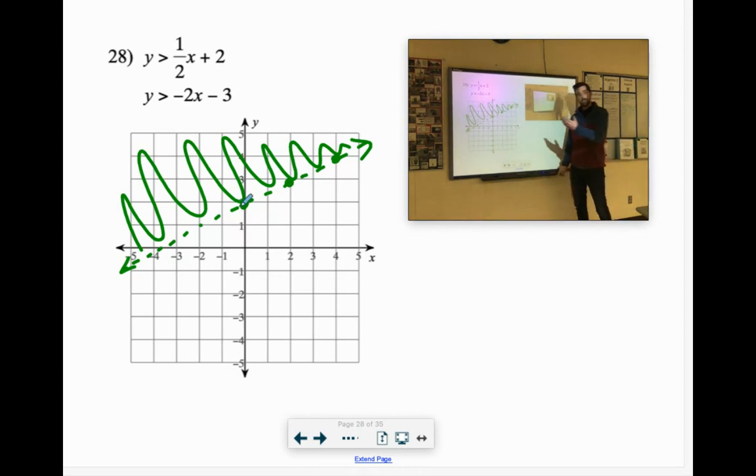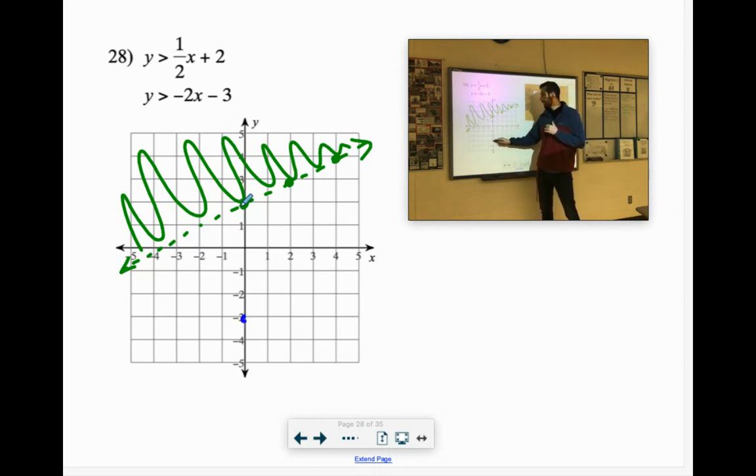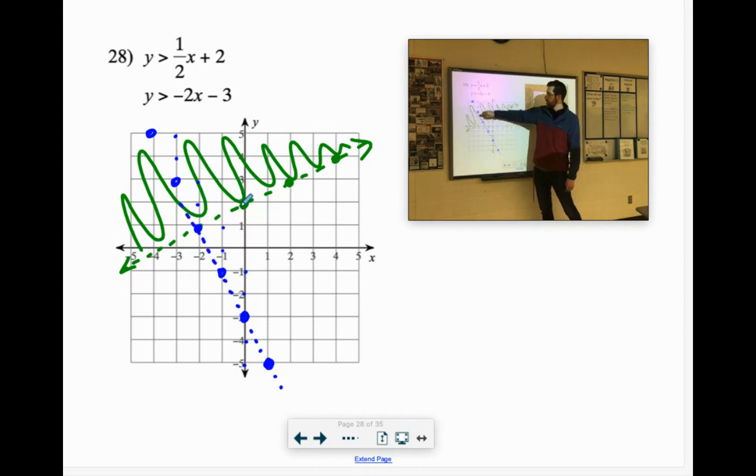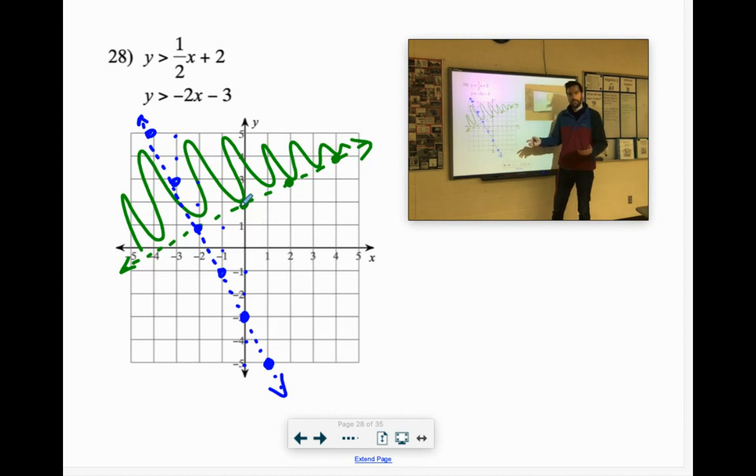Second line is again greater than, so we know dashed line or dotted and shaded above as well. Negative 2x minus 3, you start at negative 3, go down 2 over 1. If you want, you can go up to left 1. Remember, you're not just listing one coordinate for these dotted lines, because there are infinite coordinates that work for both of these inequalities. And that's what the shading represents.